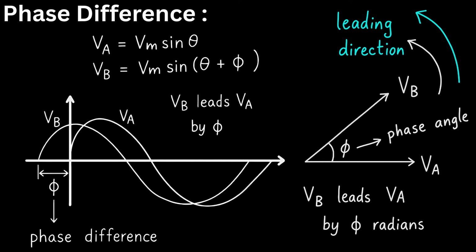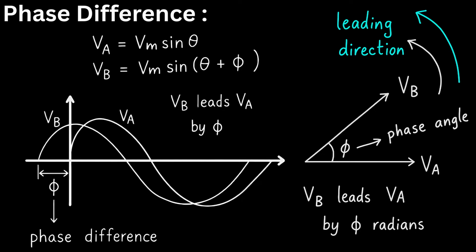Let's think about it. For our reference wave VA, when its cycle starts, theta is 0. The sine of 0 is 0, so the wave starts at 0. But for wave VB, at that same exact moment, its angle is 0 plus phi. So we're calculating the sine of phi. Since phi is a positive angle representing that head start, the sine of phi is already a positive number. This is exactly why the VB wave on our graph starts above 0.